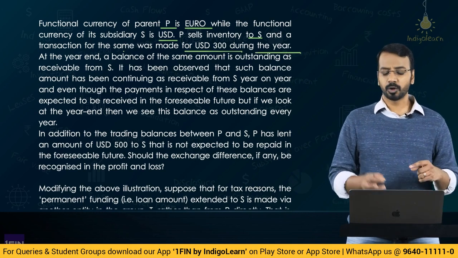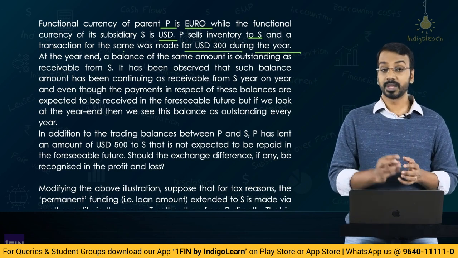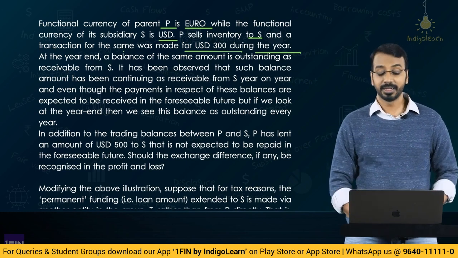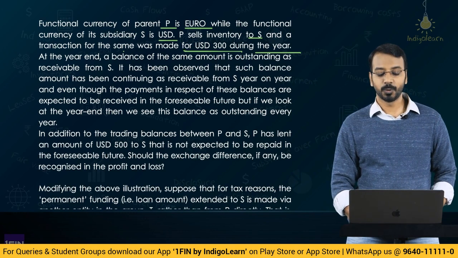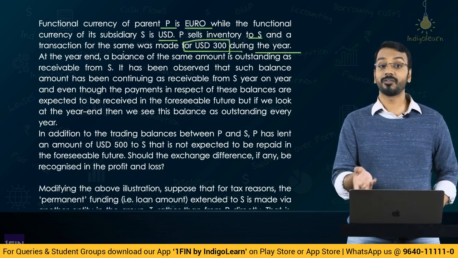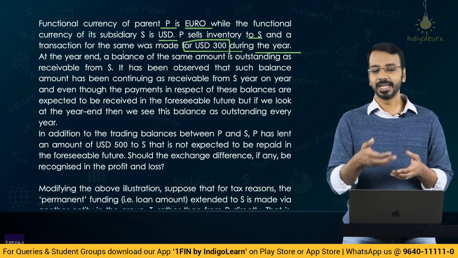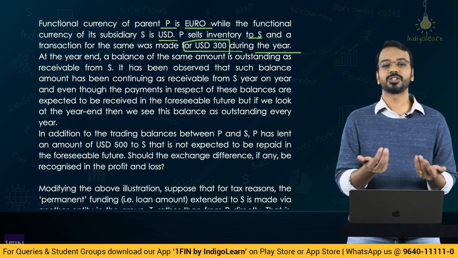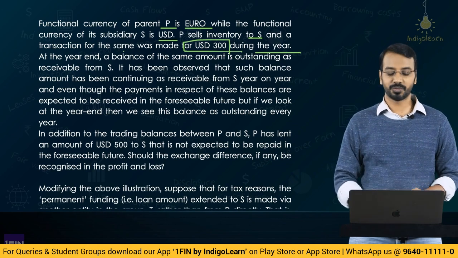When the parent is selling, what is the functional currency of the parent? Euro. What is the currency in which the transaction has happened? The transaction has happened in USD. So, this is a foreign currency transaction for whom? For the parent. See, for the subsidiary, this is a transaction in USD, so it is not a question of foreign currency transaction, right?